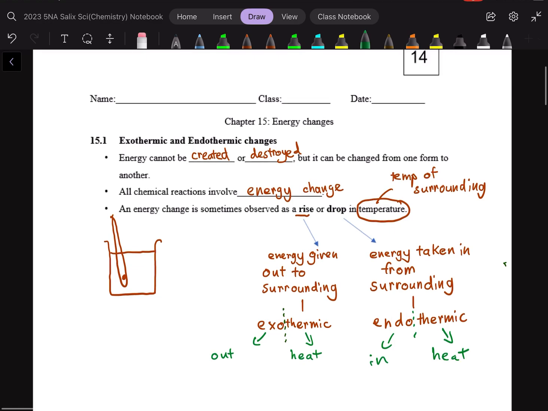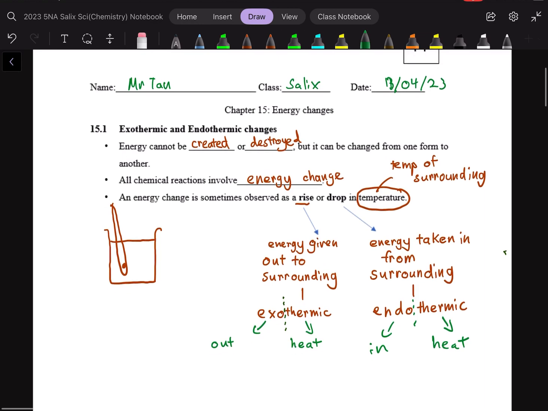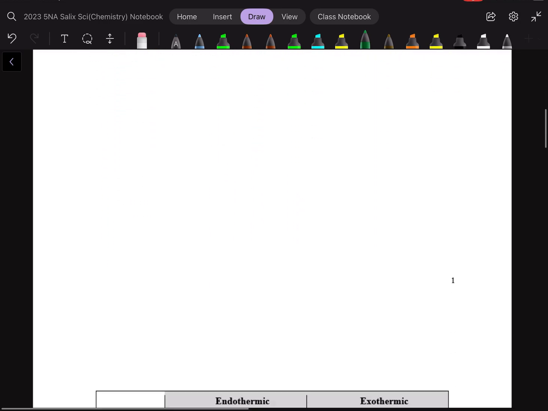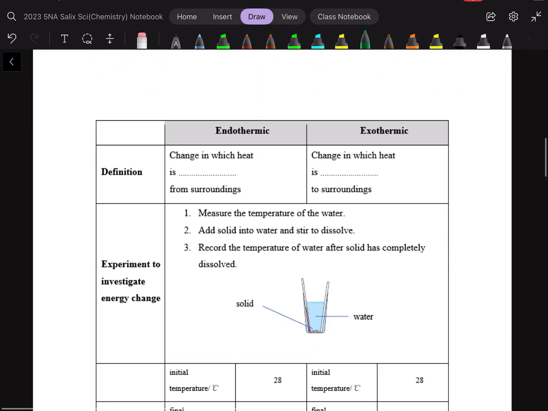Before that, do write your name, class, as well as date, 13th of April, so that you can do easy filing later on. So this is worksheet 14. Okay, so let's go to the next page.